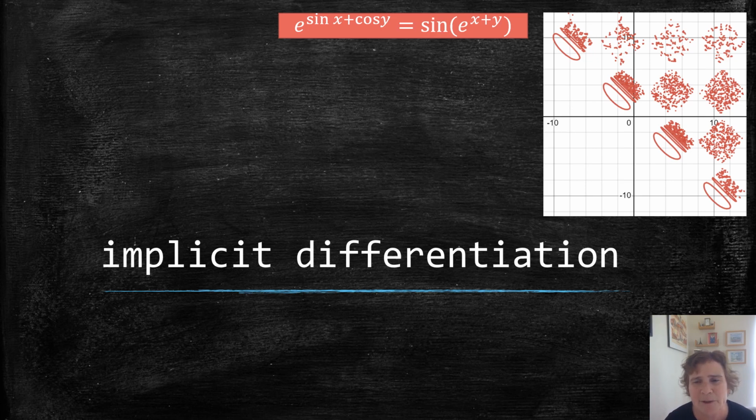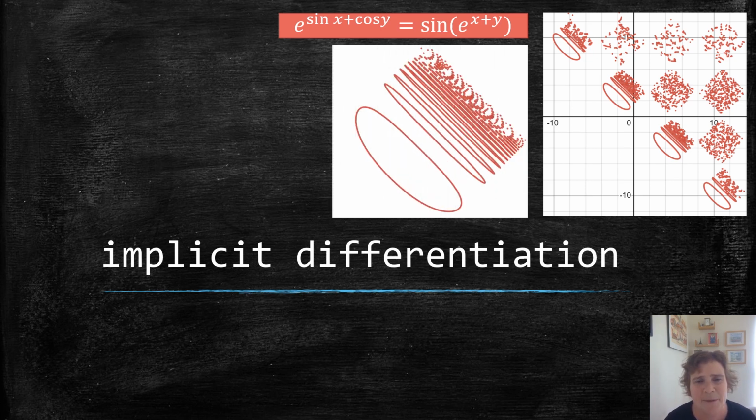If we look a little closer into one of the little islands, we see some really interesting features. We see places where the tangent line is horizontal, where it's vertical, and you can actually find the slope of any point on this curve by knowing the method of implicit differentiation. So without further ado, let's get started.